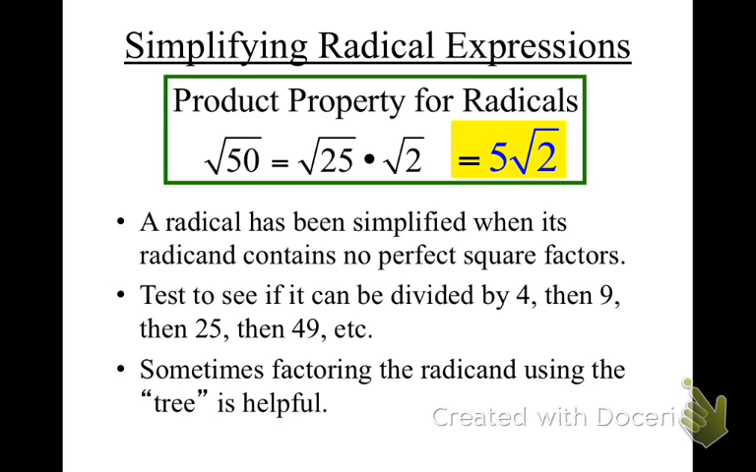So in this case, it would be the square root of 25 times the square root of 2. In simplified notation, you have 5 square root of 2.